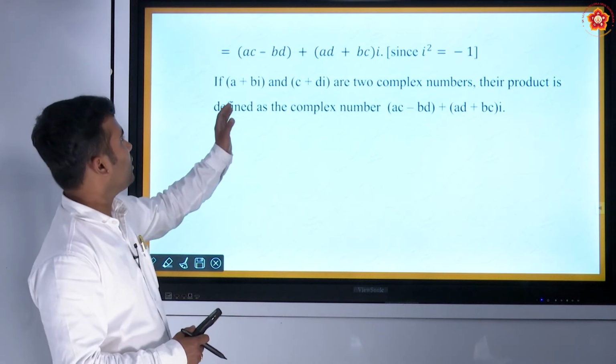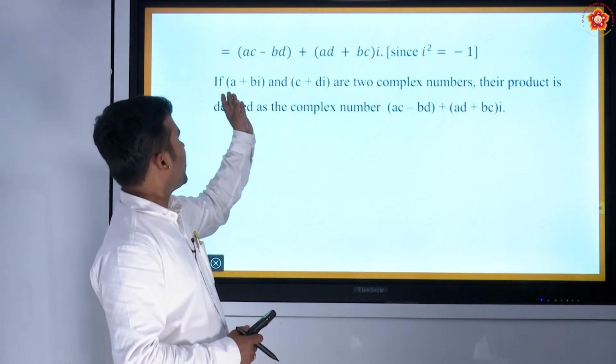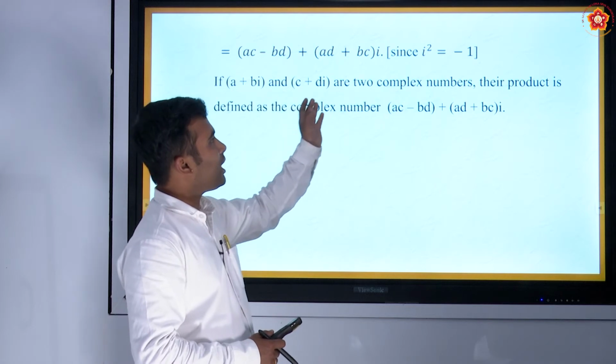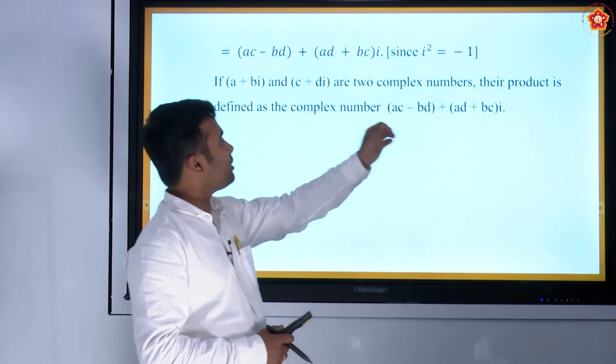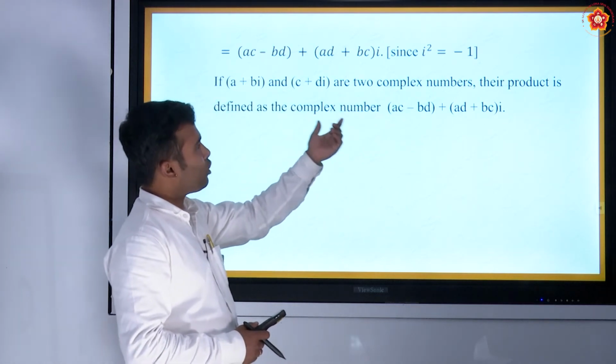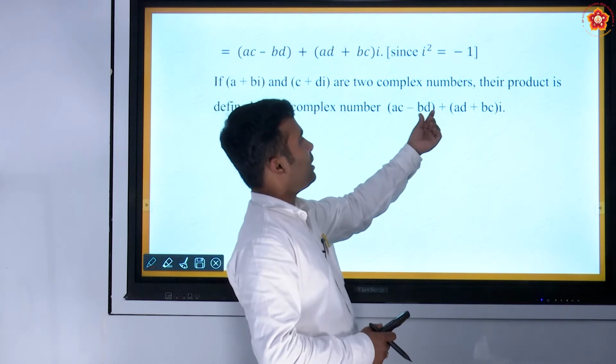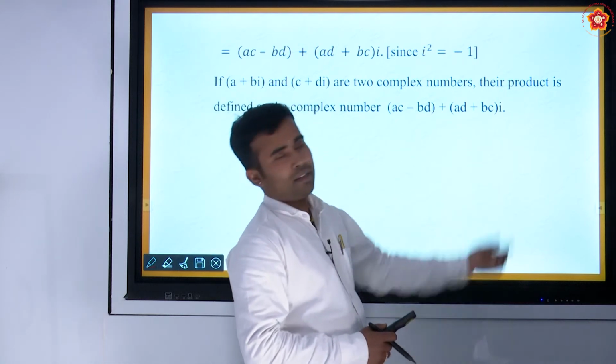Therefore, we can say that a plus bi and c plus di are the two complex numbers and their product is defined as the complex number ac minus bd plus (ad plus bc) i.